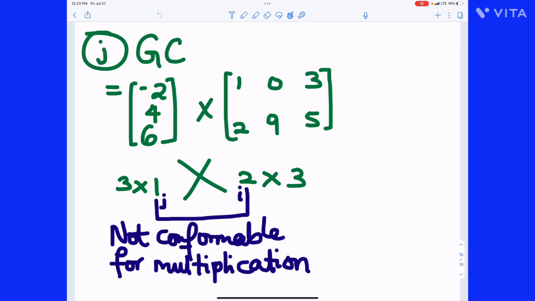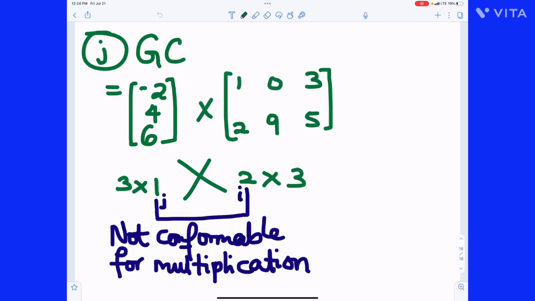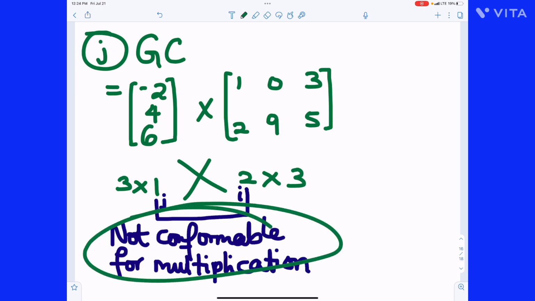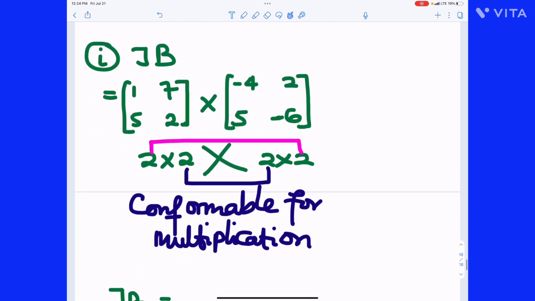In GC, we have to multiply G by C, matrix G by matrix C. Check this very well. This is a 3 by 1 matrix, and this is a 2 by 3 matrix. So if you look at this very well, the number of columns in G is not equal to the number of rows in C. That means the two matrices are not conformable for multiplication. Once those two numbers are not the same, the matrices will not be multipliable.